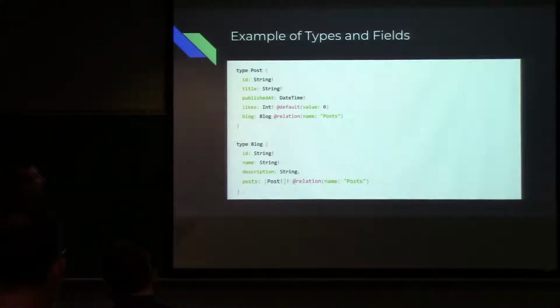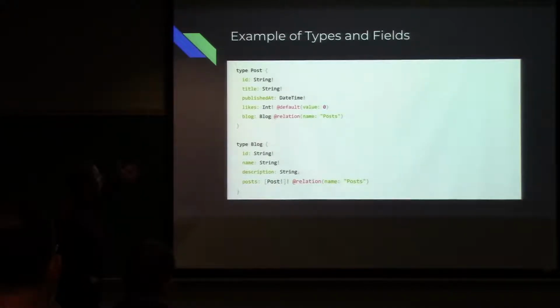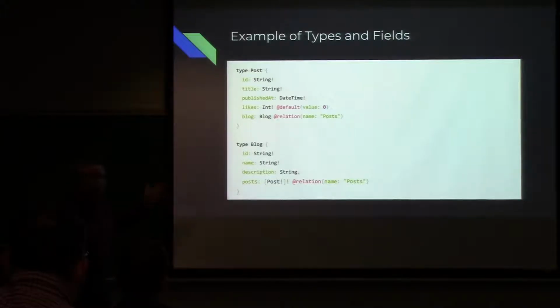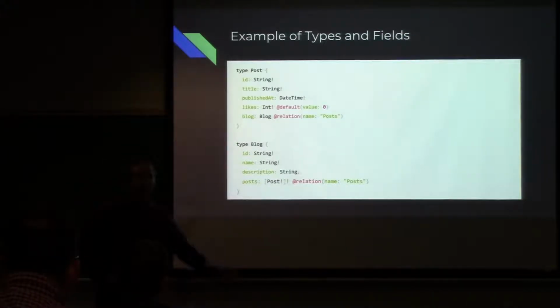So that's an example. In a typical blog application, you would have blogs, and blogs consist of posts. So this is, you see here two types expressed using GraphQL schema language. But again, if you're familiar with definition of classes in Java or any other object-based language, this should look familiar, right?